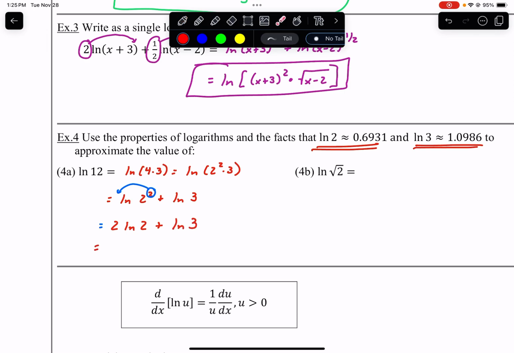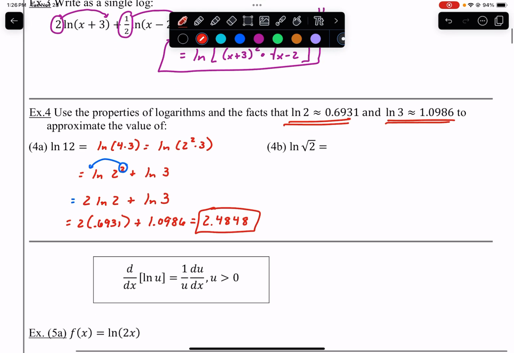And now I know those decimals. Those decimals were given to me. If I had to do it by hand, I certainly could. But I can do 2 times 0.6931 and then plus 1.0986. So I can add those together. If I had to do a little long addition, and carry the 1, all those things, I could absolutely do that. If you had access to a calculator, you could do that as well. But now I don't have to have a fancy calculator, I just have to be able to add and subtract in order to get my value.